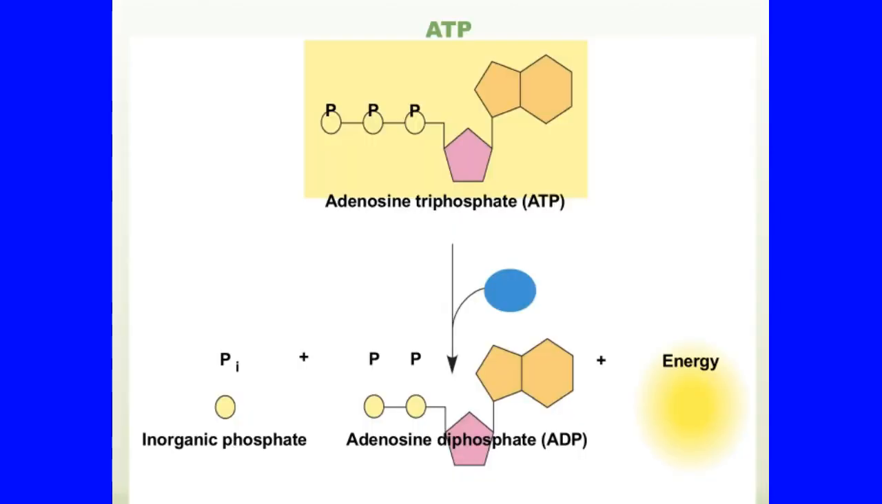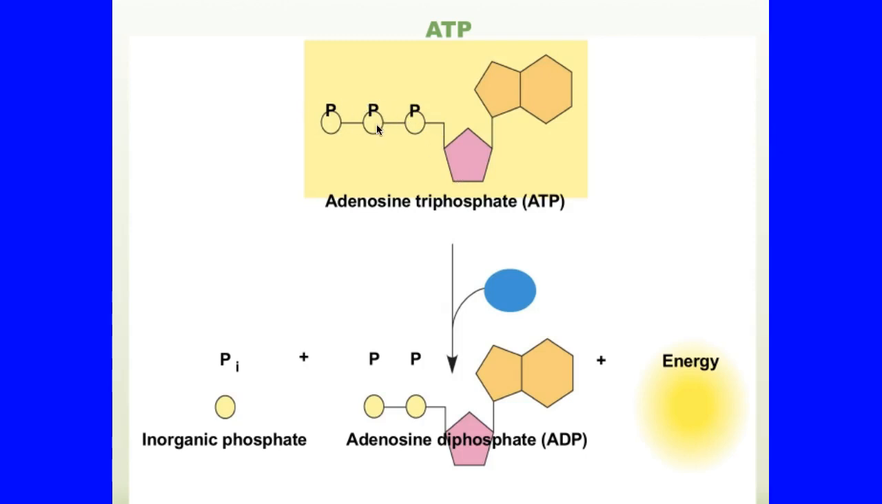So let's go ahead and talk about what ATP is actually made up of. The ATP molecule is composed of three components. It is a sugar molecule right here. It also has these three phosphate groups and adenine. That's why it's called adenosine triphosphate, because of these three phosphate groups right here.